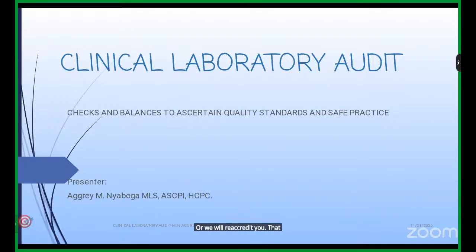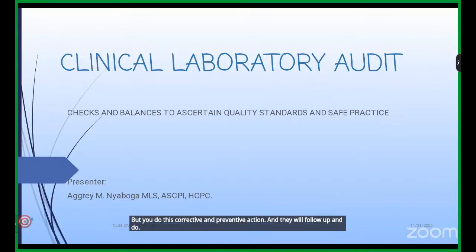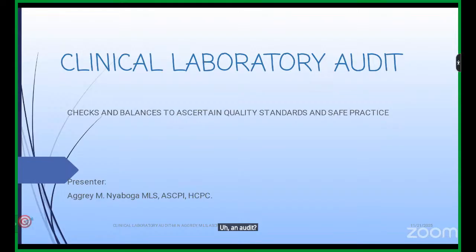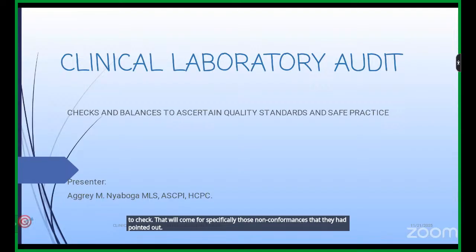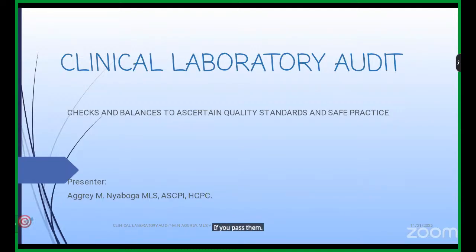That is what it means by completely failing in your accreditation with the gross findings, because of your non-conformances. But now, if there are minor conformances, you will only be told that you do this corrective and preventive action, and they will follow up and do an audit. If you pass that repeat audit to check, that will come for specifically those non-conformances that they had pointed out. If you pass them, they will recertify you or accredit you. So those are the two ways.